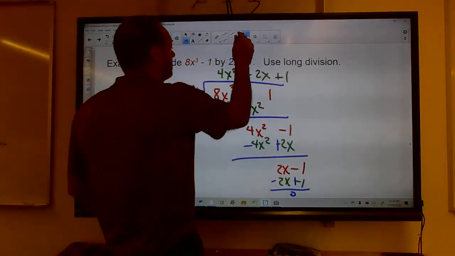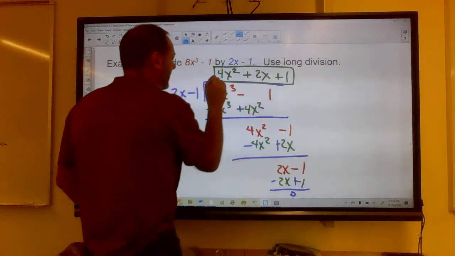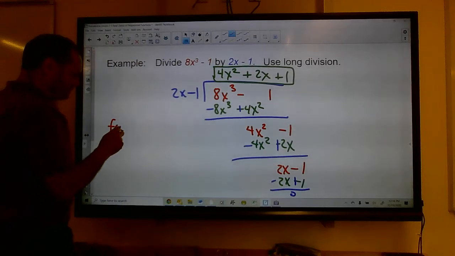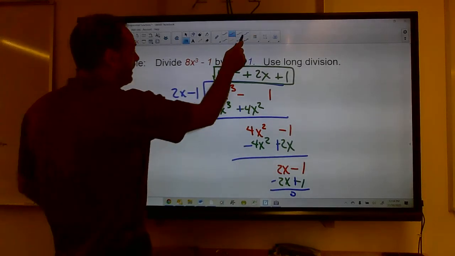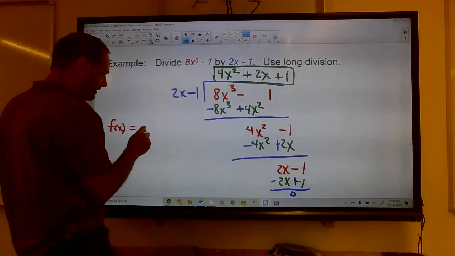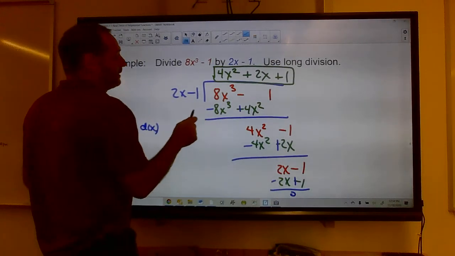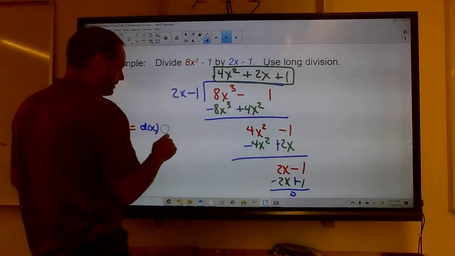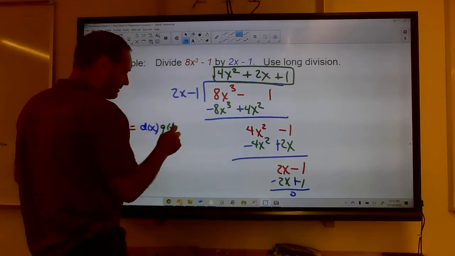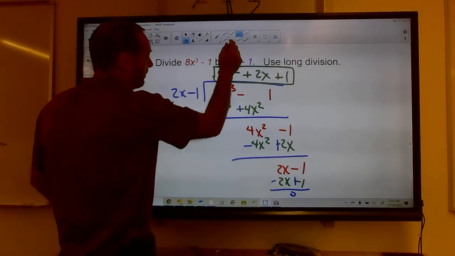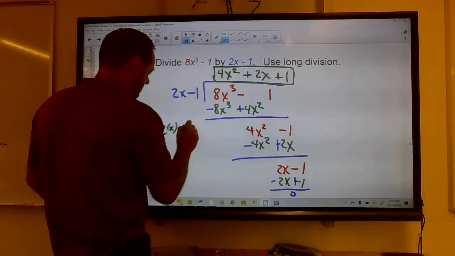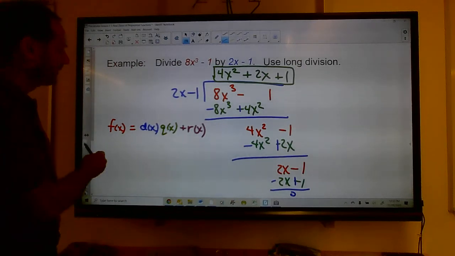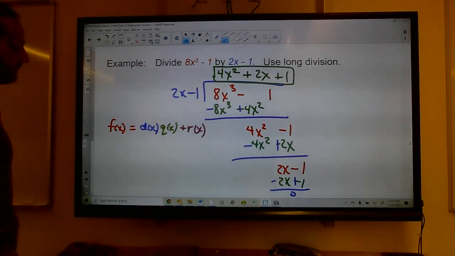Here's my solution. So if you go back and look, this would be f of x, and this would be the divisor, so that'd be d of x, and this would be the quotient, so this would be q of x, and then the remainder would be 0. But if there was a remainder, if there was something left down here, this is what that last page was saying. It's all color coordinated. Okay.